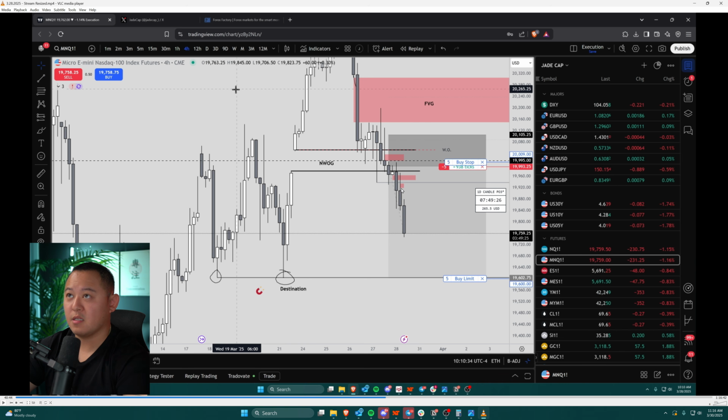Okay, so we already got the 10 a.m. candle closure, and you guys can see how bearish this thing closed. Okay, this is why this buy side imbalance wasn't of interest to me. I don't care about buy side imbalances when the destination of the trade is down here.